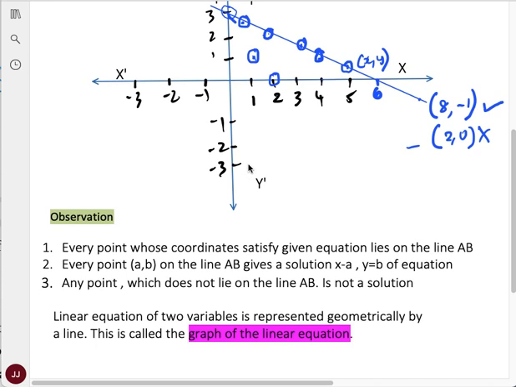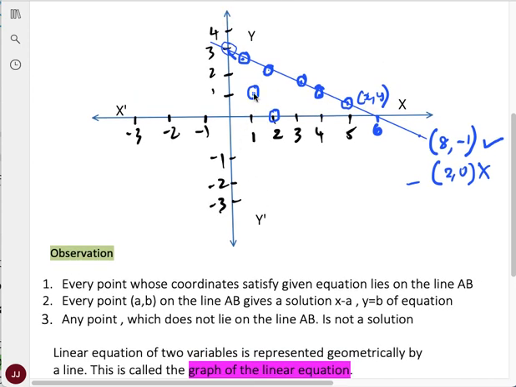So we can conclude that a linear equation in two variables is represented geometrically by a line, and this is called the graph of the linear equation. We call this a linear equation because it has unique values of x and y for each point, and it is represented by a line. So the solution of a linear equation is given by a line, because all the coordinates of the line satisfy it, and that's why it's called a linear equation.